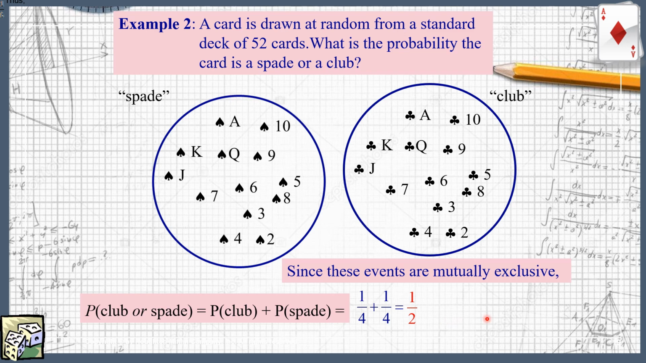So, yan lang yung mga samples ng probability of union of two events. Next lesson, i-discuss naman natin kapag more than two events yung involved.